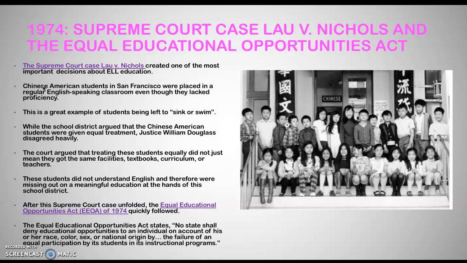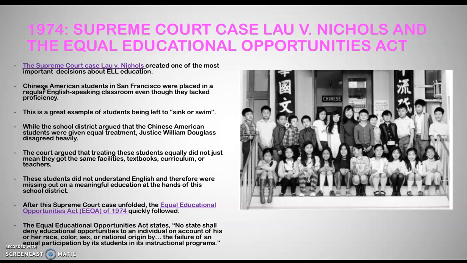Moving on into the year 1974, this had two important factors for bilingual education, the first being Supreme Court case Lau versus Nichols, and the second being the Equal Educational Opportunities Act. So starting off with the court case Lau versus Nichols, it created one of the most important decisions about ELL education. Chinese American students in San Francisco were placed in a regular English-speaking classroom even though they had lacked proficiency. This is a great example of students being left to sink or swim.